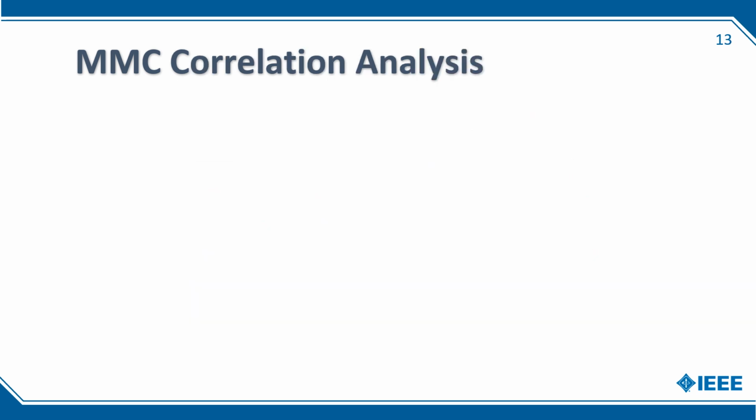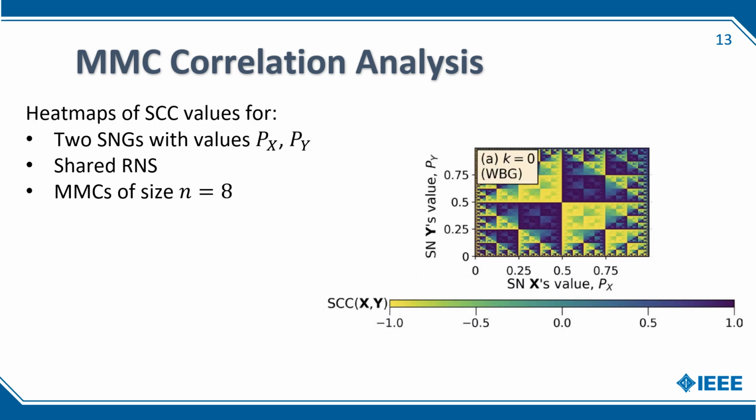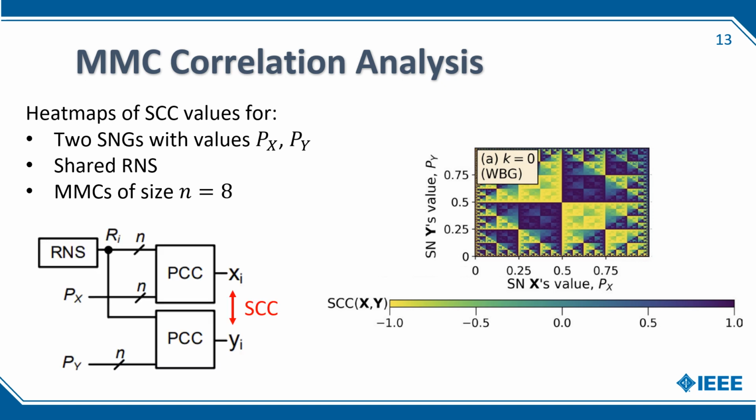We now move on to analyzing the accuracy trade-off of MMCs. Since accuracy is highly dependent on the circuitry which follows the SNG, a better stand-in measure is correlation. Our paper focuses on circuits expecting correlated inputs, and for these designs, higher input correlation will usually yield better accuracy, and vice versa. On this slide, we show heat maps of the expected output SEC value of the two MMCs while varying the SN values Px and Py, as well as the K parameter.